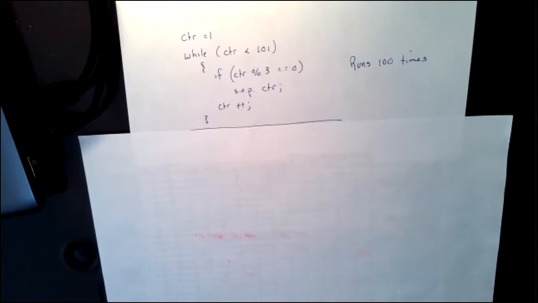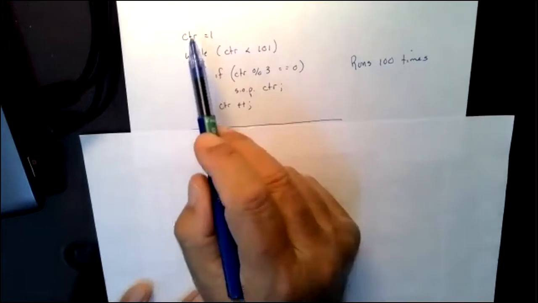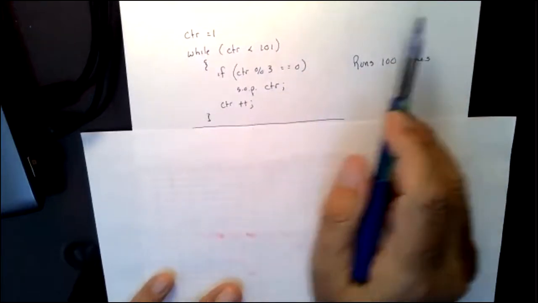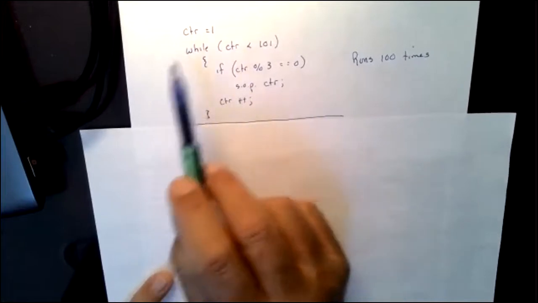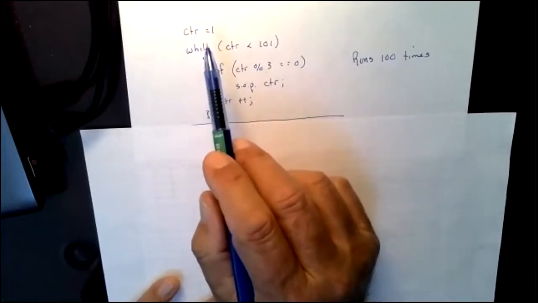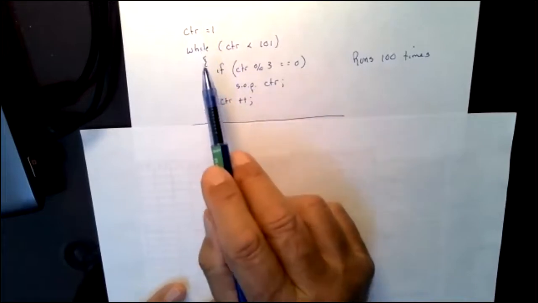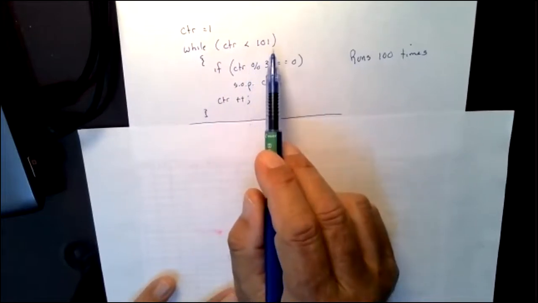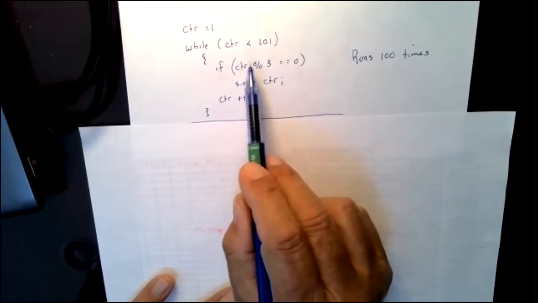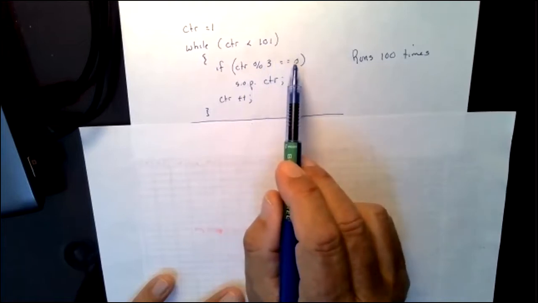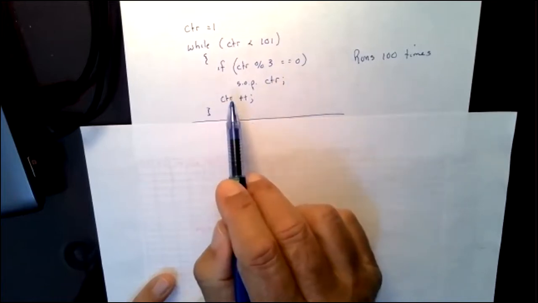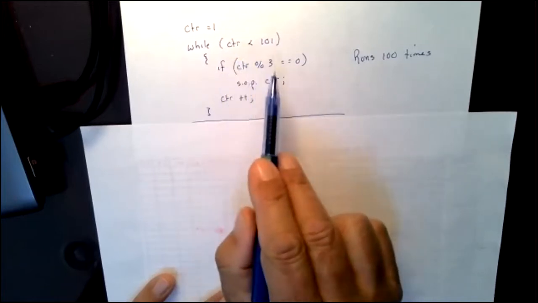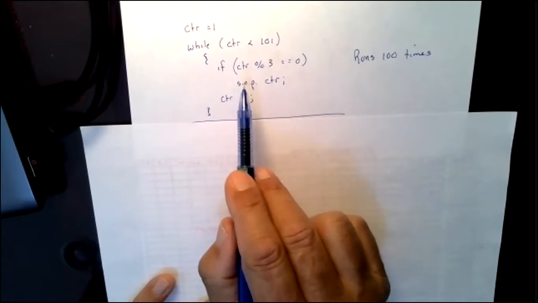Okay, so here's the solution. Some of you are calling your loop control variable a bunch of different things. I've been doing this a long time. I just call it CTR, which is short for counter, because it's counting through my loop. I don't want to mix it up with other stuff. Counter is 1, while counter is less than 101. If counter mod 3 equals 0, I'm doing a printout of that counter, and then I increment it. So this only prints the ones out that are divisible by 3.